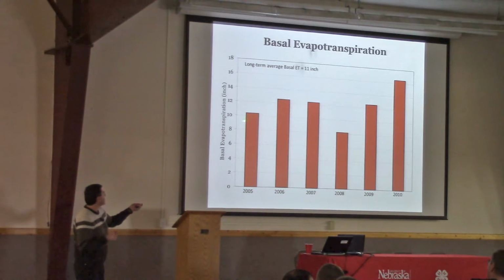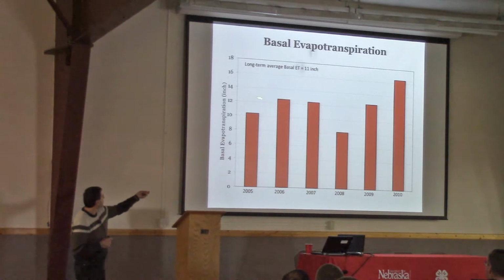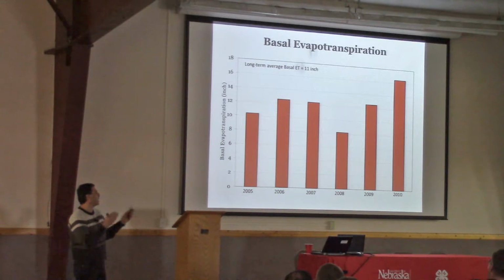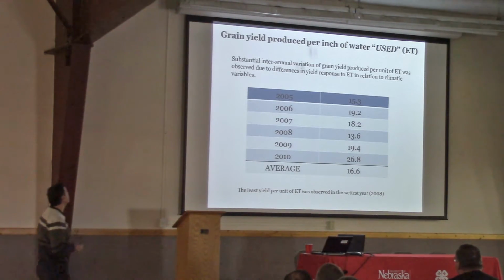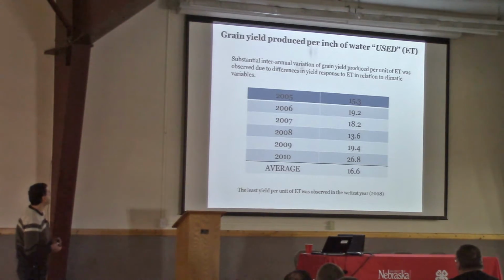In 2005, that crop had to use 10 inches before it starts producing any yield. In 2006, it's 12 inches, 2008, 8. So every year, there is a different amount of basal ET to be used before the crop produces any yield.